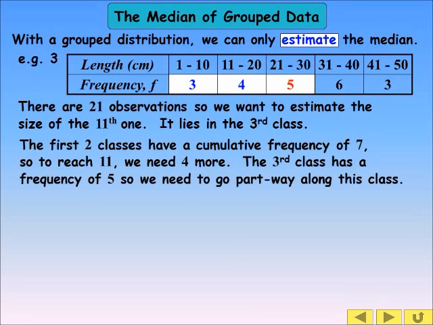And the third class has the frequency 5. We need to walk part of the way along this class. How many do I walk to reach the 11th? The walk is 4, but this class has 5. The interval of this class is 21 to 30.